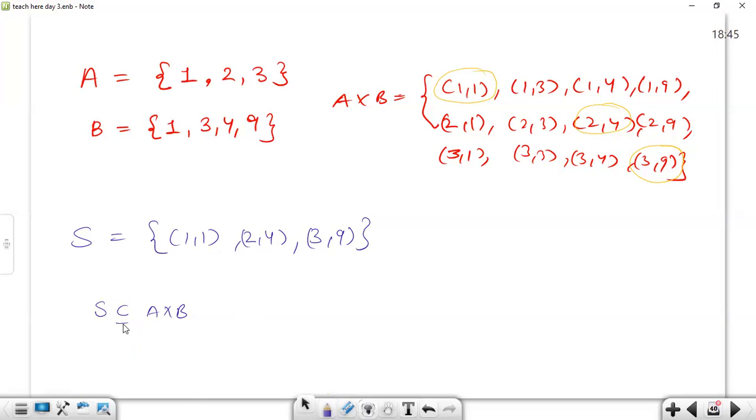And then it is a subset. But this is the representation of subset. That's why we write it like this only. Okay. So here we can say S is the subset of A cross B. So now S as a set is known as a relation from A to B.